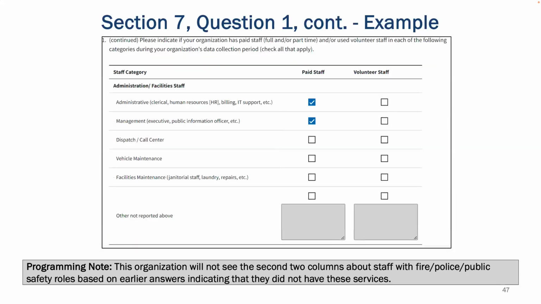We will continue with question 1 on this slide. The organization has paid in-house administrative staff and management, which are checked off. However, the organization contracts with an outside company for dispatch call center activities, vehicle maintenance, and facilities maintenance. Therefore, those categories are left unchecked. As a reminder, all staff should only be counted in one role.